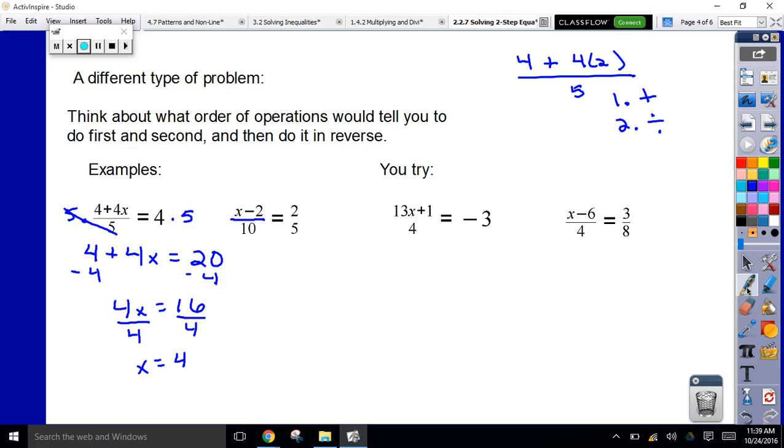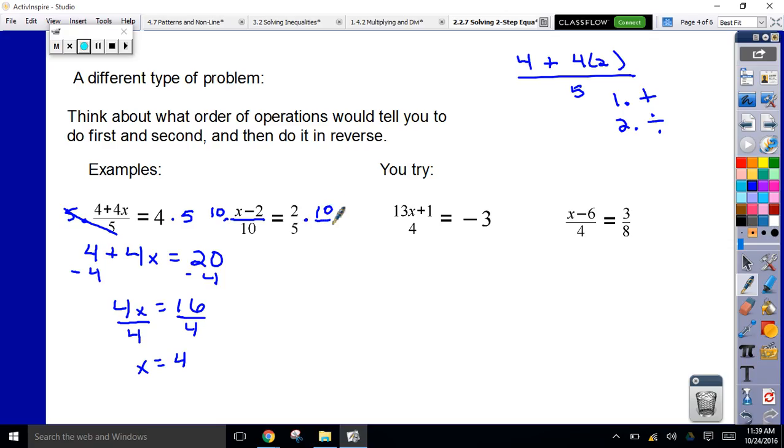Okay, the next one actually has a fraction at first. Question? You're doing it in reverse. So yes. Okay, the next one, we're going to do the same thing. We have x minus 2 divided by 10. So order of operations would tell us we would subtract first, then divide. So we're going to do the opposite. We're going to undo the division and then undo the subtraction. So we're going to multiply both sides by 10 to start with.